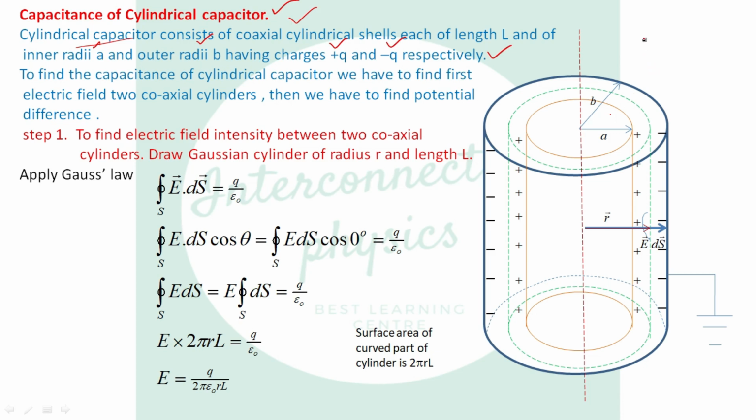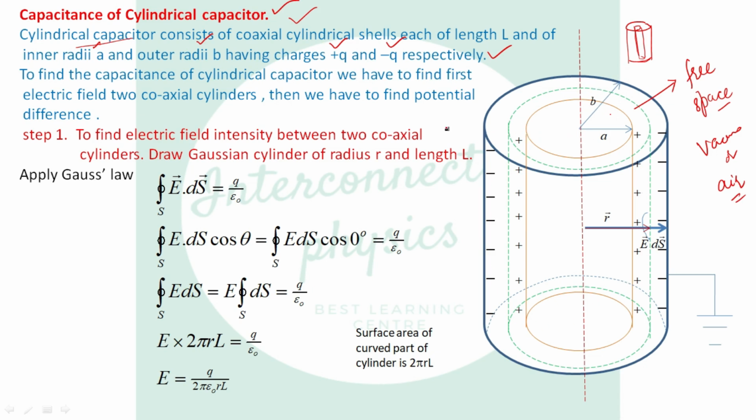It is like a shuttle box, the shuttle box when you play badminton. One is a large shuttle box and one is a small shuttle box, and both are fit inside. And this time we consider the medium between these two cylinders as free space, that is, vacuum or air. So these are two coaxial cylinders having length L, inner radius a and outer radius b. So this is the cylindrical capacitor.